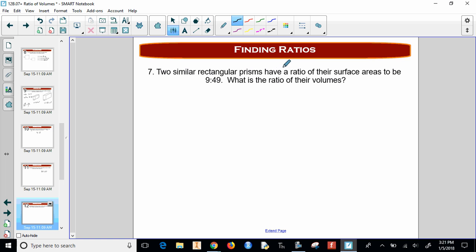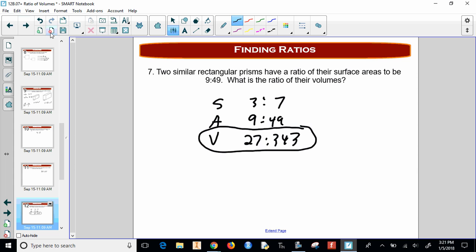Two similar rectangular prisms have a ratio of surface areas 9 to 49. What's the ratio of their volumes? Now that's a good question. We have sides, areas, and volumes. If the areas is 9 to 49, let's find the ratio of the sides, which would be 3 to 7, square rooting both those. Now to find the volume, we just have to cube both these, which would be 27, is that 343? Yes. So this would be the ratio of the volumes.